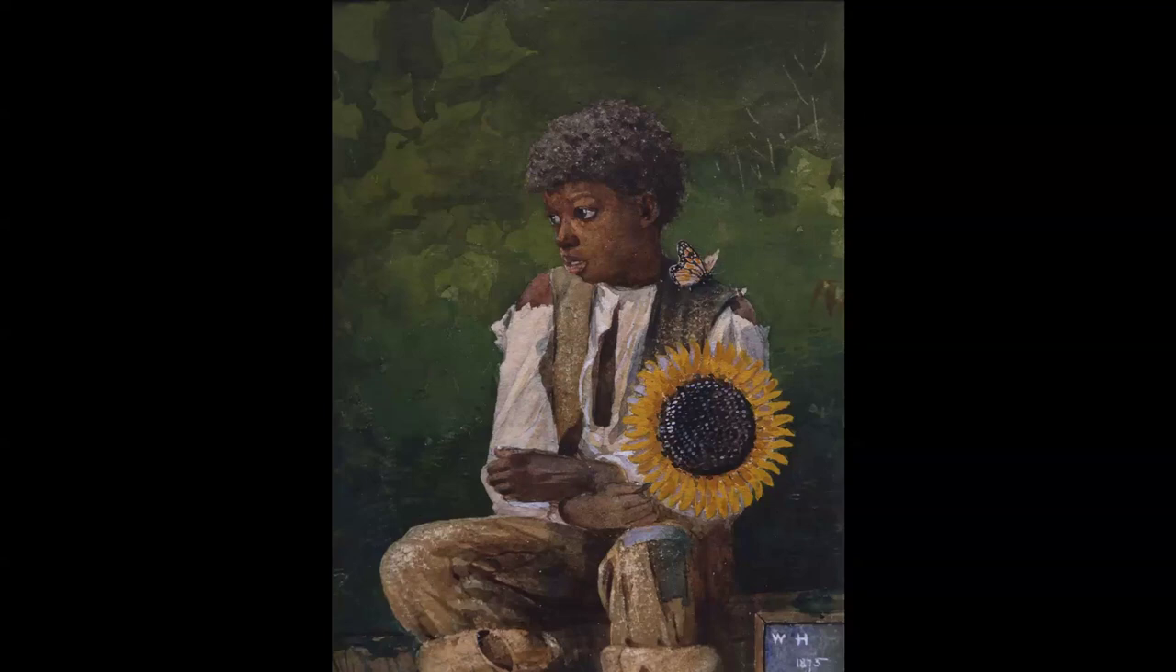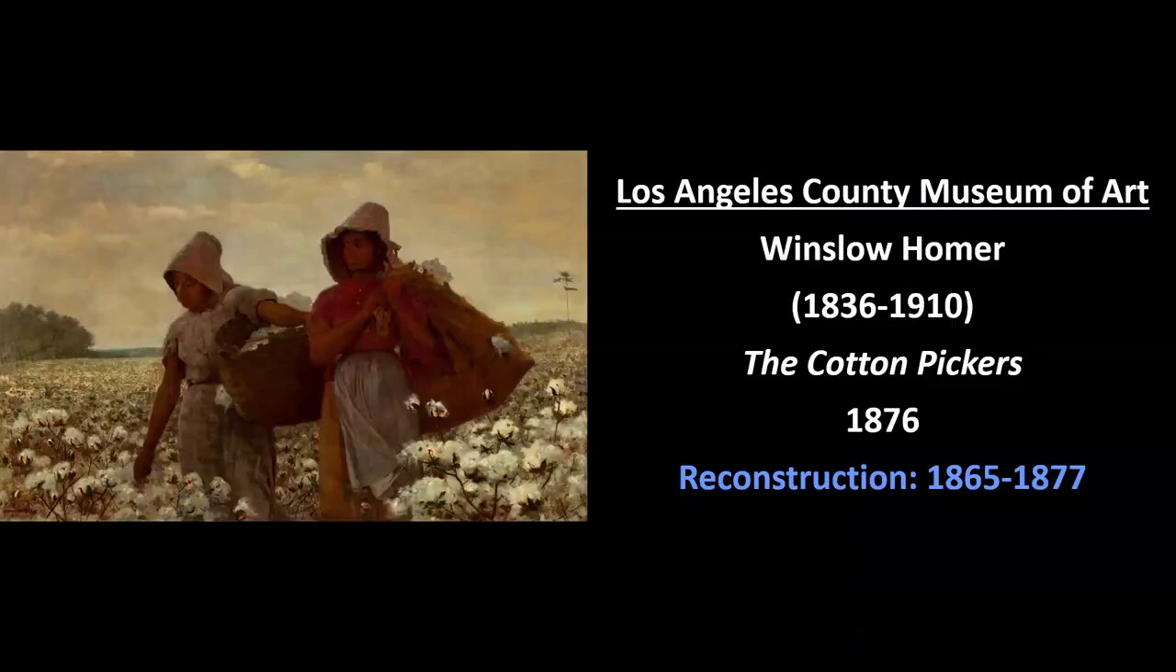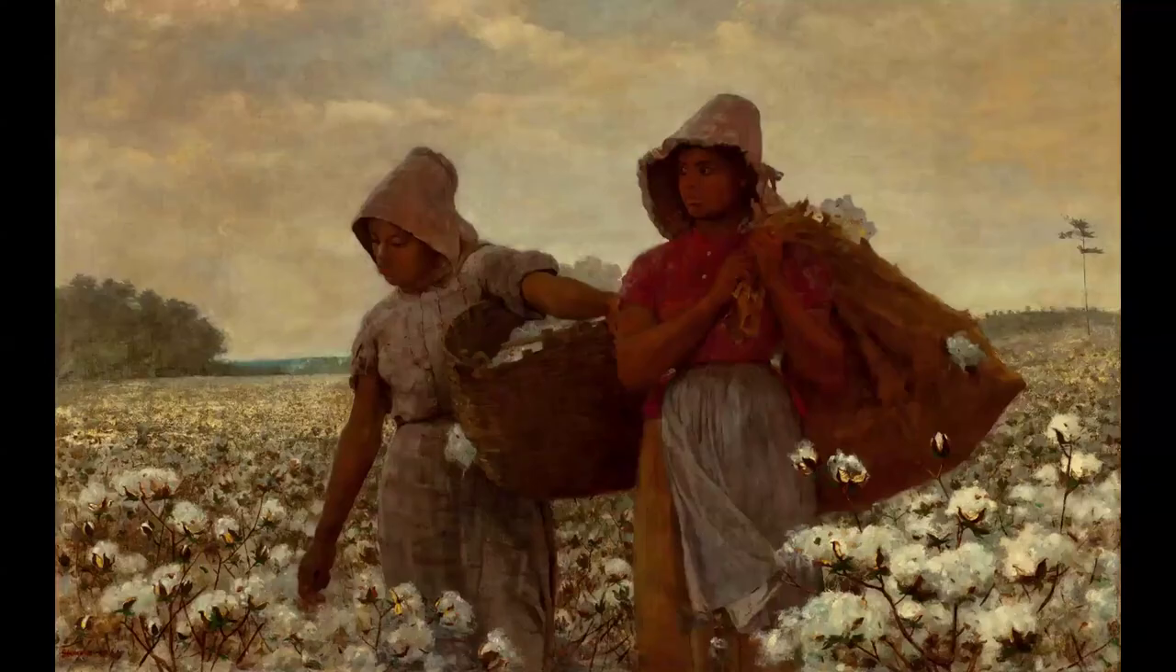Okay. Let's see. Here's one of the more well-known works in this era. This is at the Los Angeles County Museum of Art. It's called The Cotton Pickers from 1876. So the Reconstruction began in 1865, and then as Patty had mentioned, by the mid 1870s, it's really starting to peter out, and it pretty much officially ended in 1877. And so here's two women that are working out in the cotton fields.